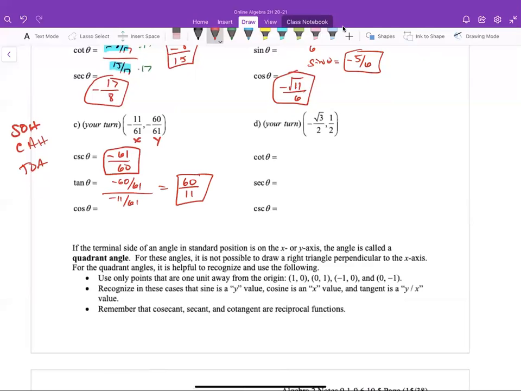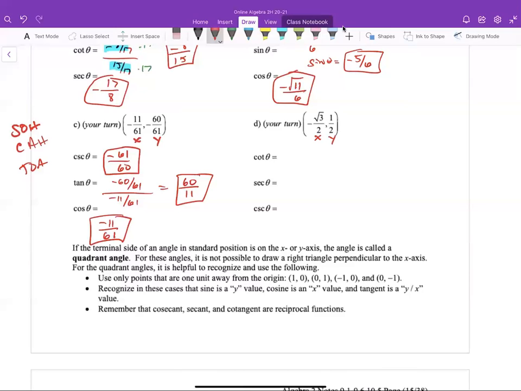Cosine is my x value, and I get a negative 11 over 61. Again, you can draw out your triangle and it's on the unit circle, so your hypotenuse is 1, but it would be better to memorize the fact that cosine is x, sine is y, and tangent is y over x.